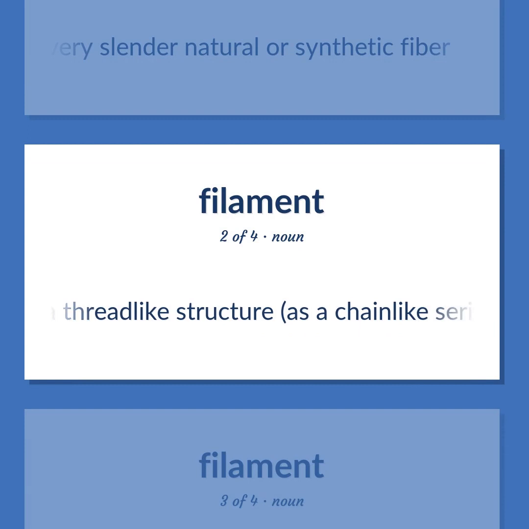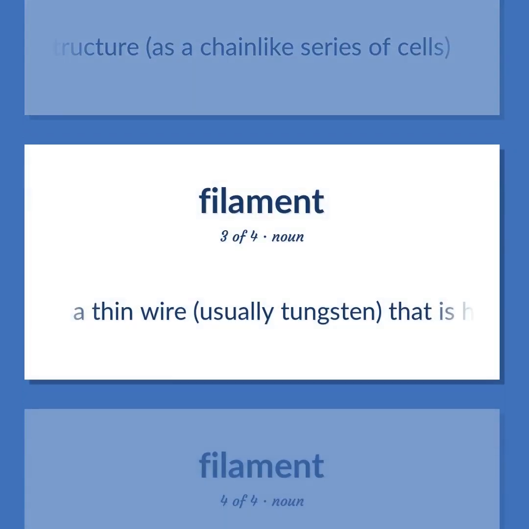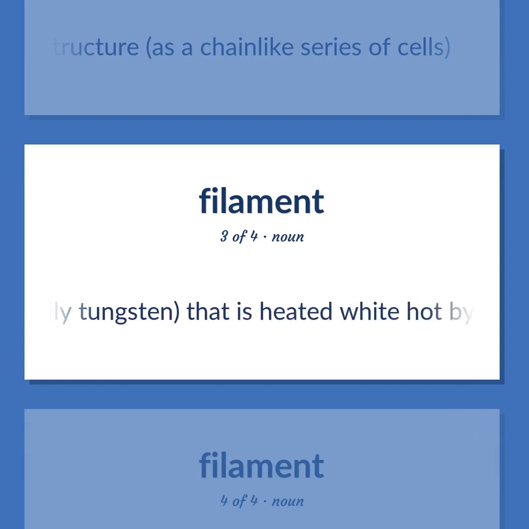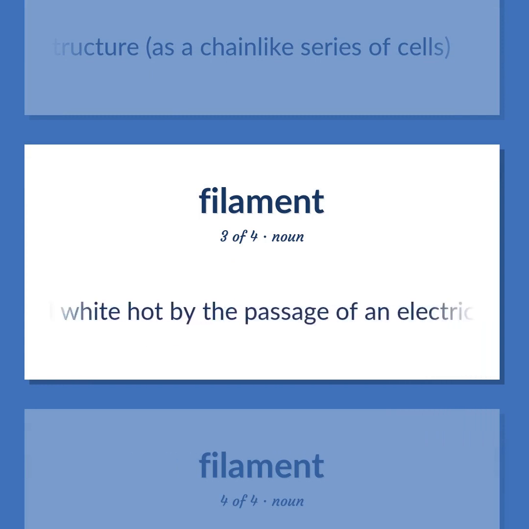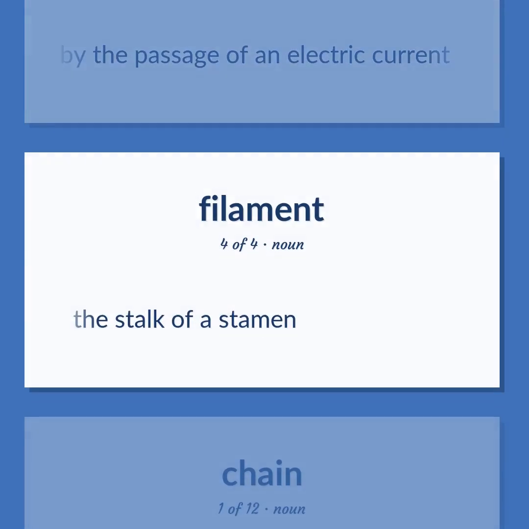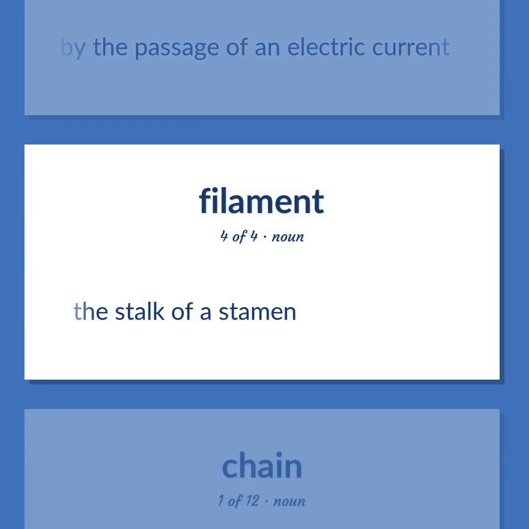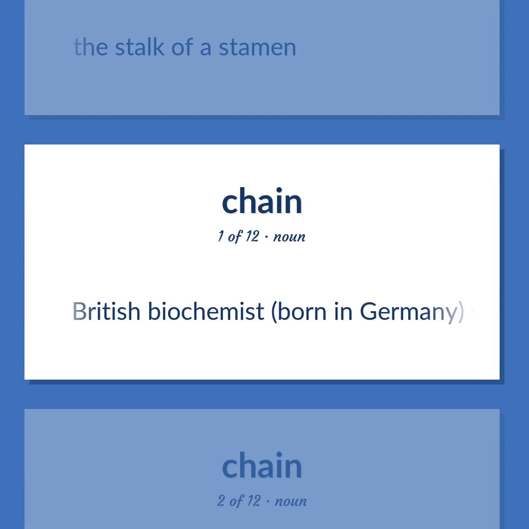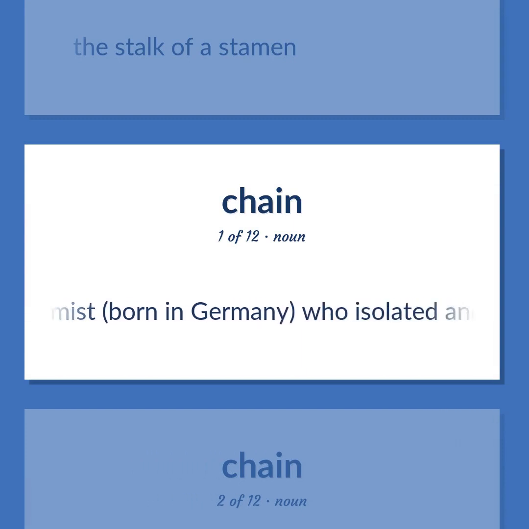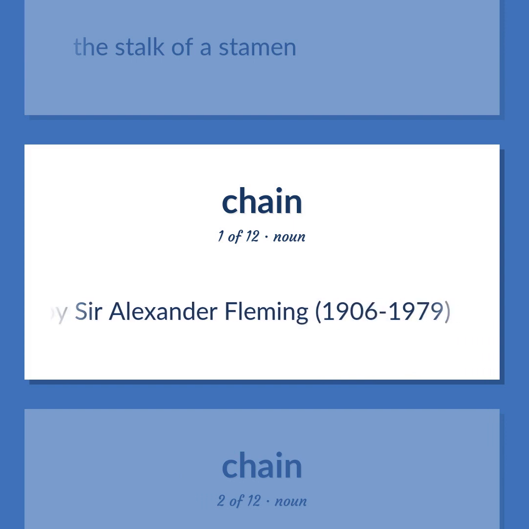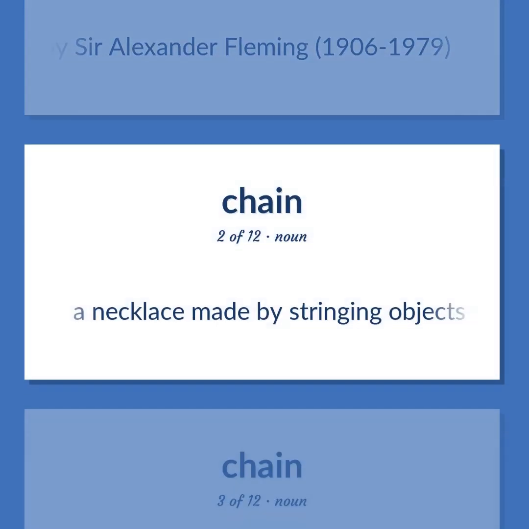A thread-like structure, as a chain-like series of cells. A thin wire, usually tungsten, that is heated white-hot by the passage of an electric current. The stalk of a stamen. British biochemist, born in Germany, who isolated and purified penicillin, which had been discovered in 1928 by Sir Alexander Fleming, 1906 to 1979. A necklace made by stringing objects together.